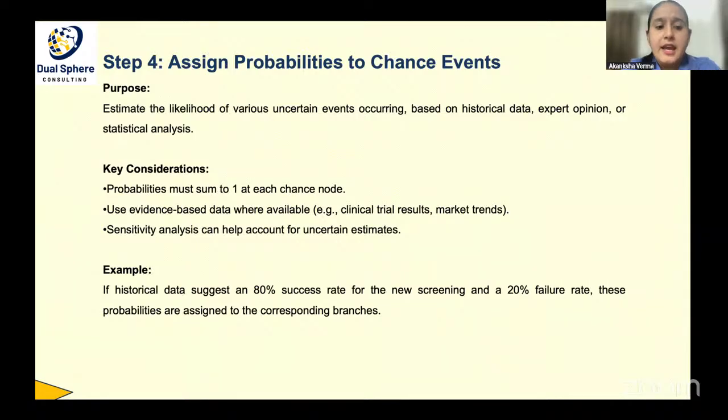Okay, for example, if historical data suggests an 80% success rate for a new screening program and a 20% failure rate, these probabilities are assigned to the corresponding branches. So if we have a screening test and we want to assign the probabilities, with 80% success probability, the failure would be 20%. It has to be 20%. Okay.